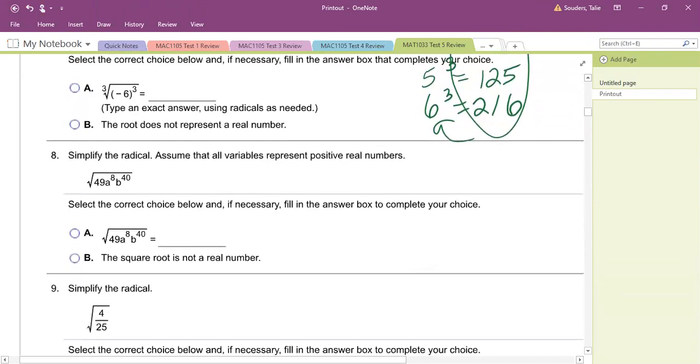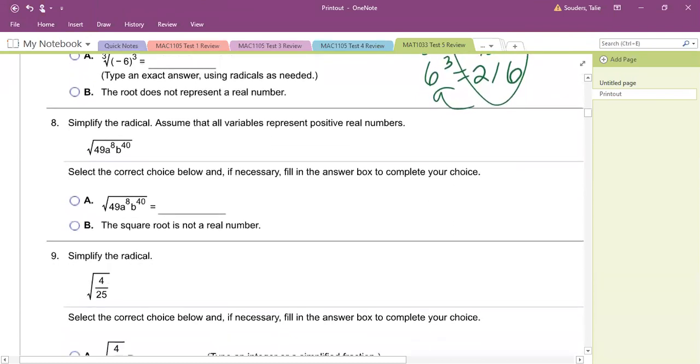Okay, so let's check out this one. Number 8, square root of 49, a to the 8th power, b to the 40th power. So first, let's just do the number, then the a's, and then the b's. So what is the square root of 49? 7. Very good. And then how would you handle a to the 8th? A to the 4th. Very good. Divide the exponent by 2. Good. And then the square root of b to the 40th. B to the 20th. Awesome. Nice job, guys.